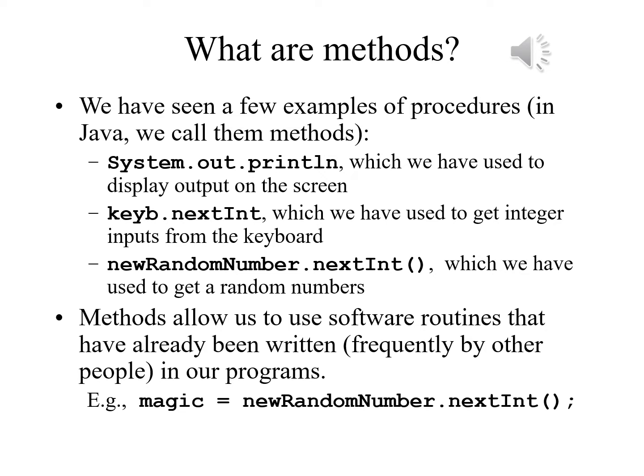Methods have many advantages. They allow us to use software routines that have already been written, frequently by other people, and we can use them in our programs. For example, magic equals new Random().nextInt. It also, as we will see later, allows us to make our programs easier to organize, easier to read, and easier to work with. And that's something that we'll see over the course of the semester.